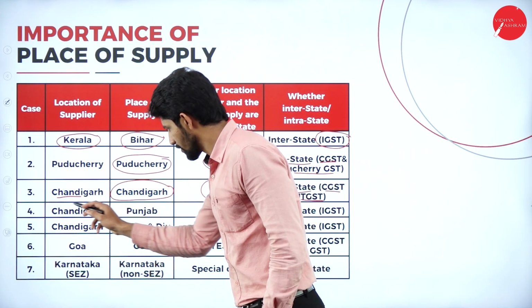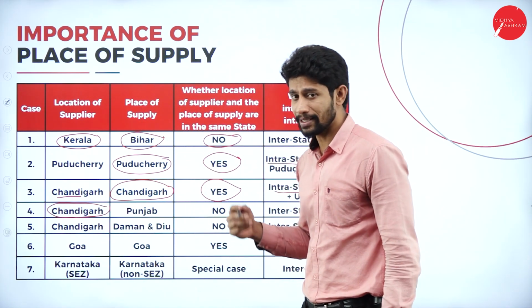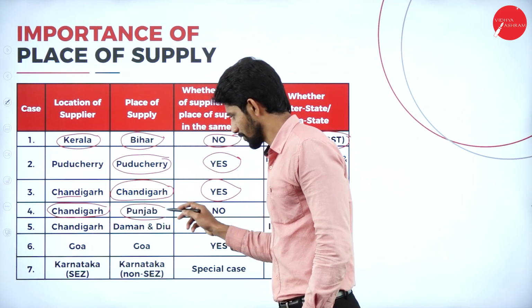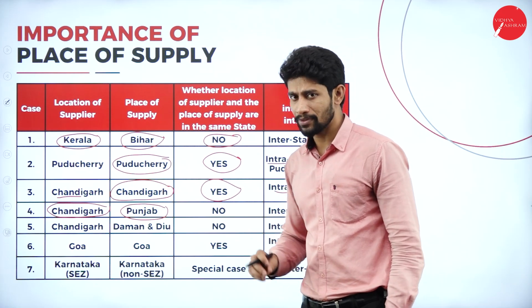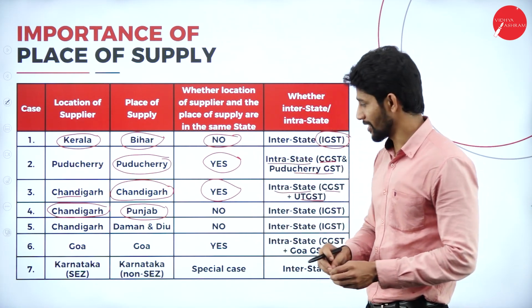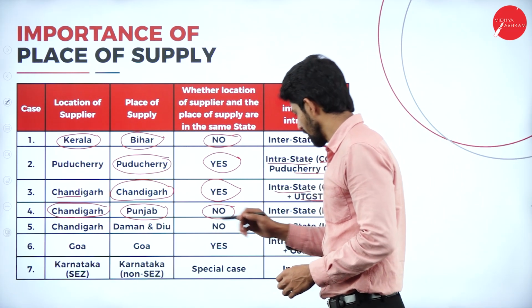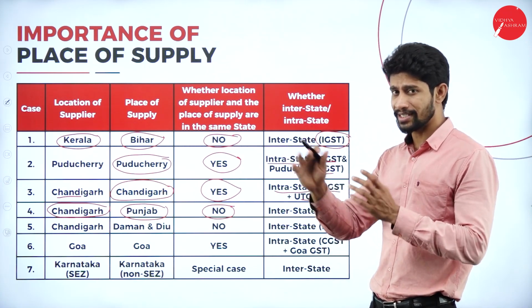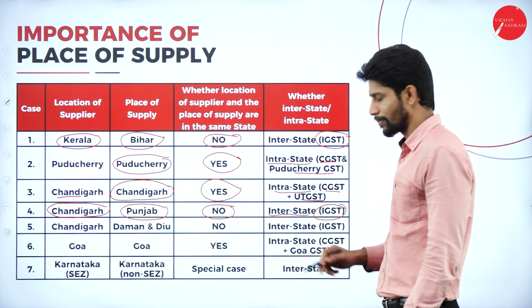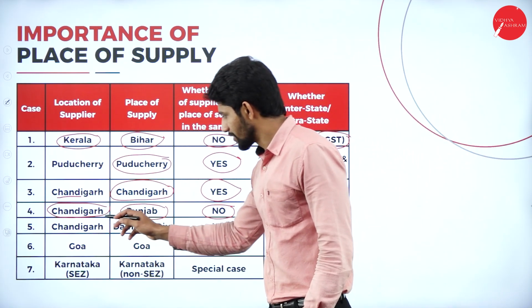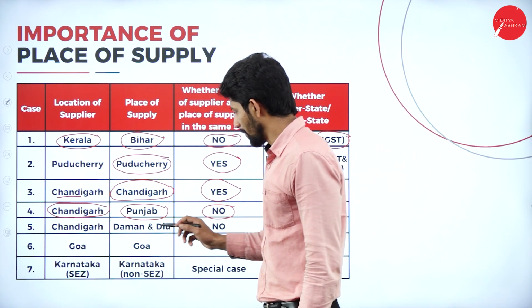Next, he is in Chandigarh and supplying to Punjab. Okay, supplier is in Chandigarh. Place of supply is where? Punjab. So it is not within the state. The transaction is not happening in the same state. It is an interstate supply. IGST is applicable.